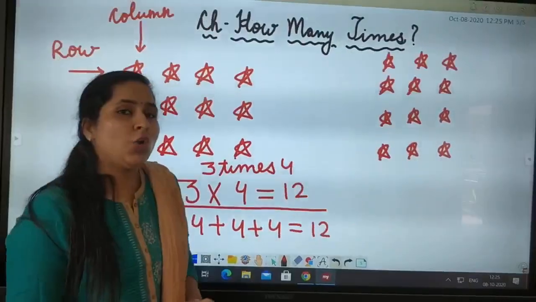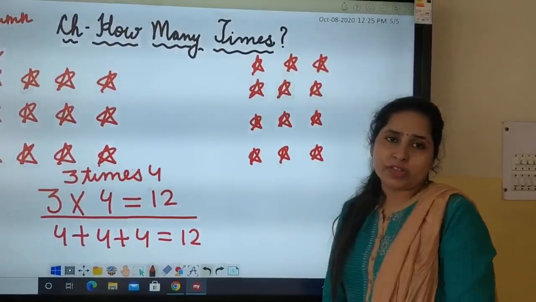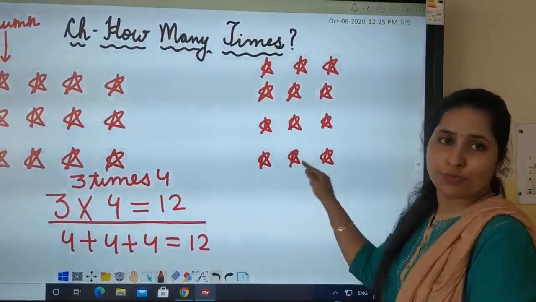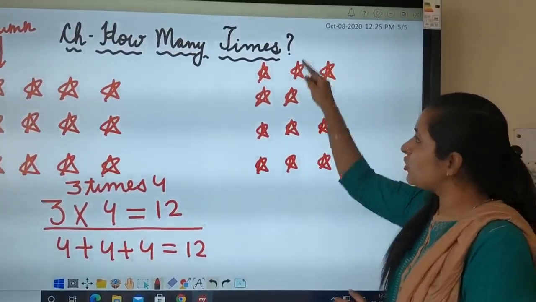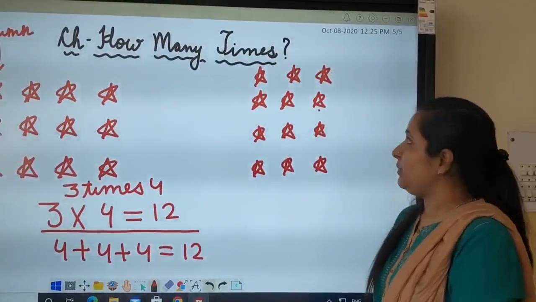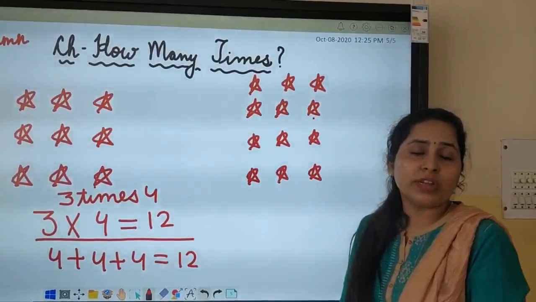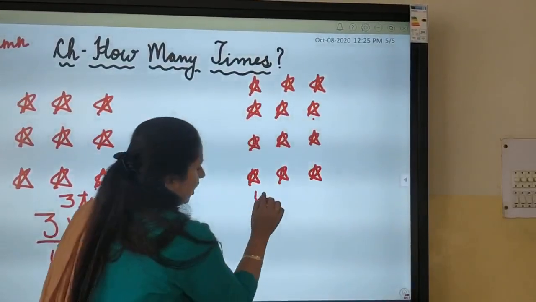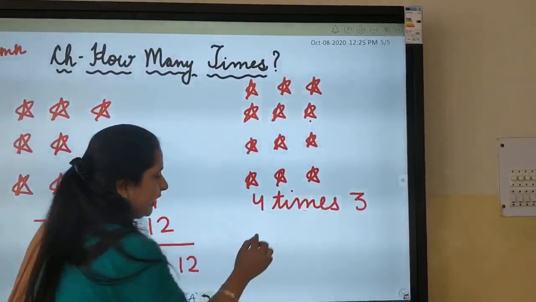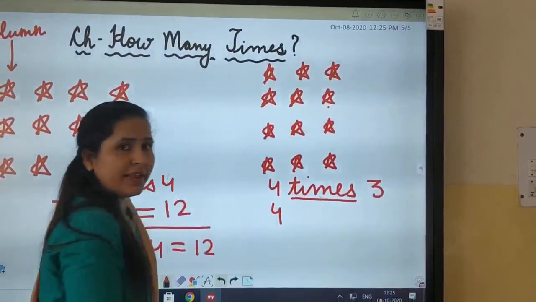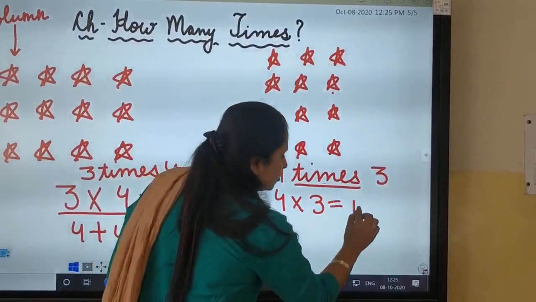In the same manner, now look at one more example. Here you can see this group of stars. Now see how many rows there are. 1, 2, 3, 4. 4 rows are there, and in each row there are 3 stars. Means 3 columns are there. It means this number 3 we need to count 4 times. So what is this? It is 4 times 3. How can you find the answer? It is 4 times 3. It means 4, and the word times is replaced by the multiplication sign. 4 3s are 12.